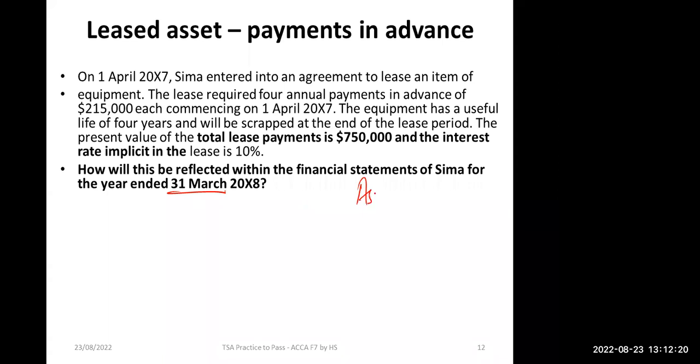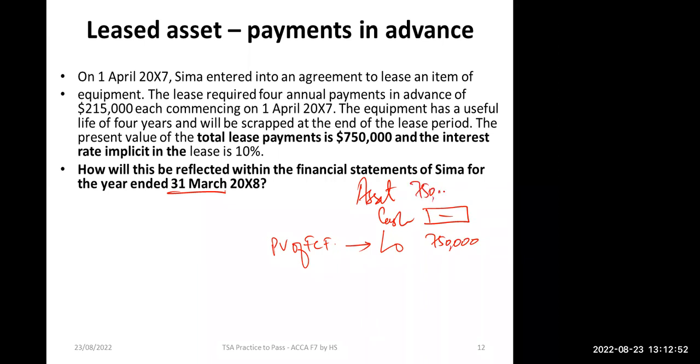Asset debit, cash credit, and lease obligation. Very good. These obligations should be credited with the present value of the future cash flows. The present value of the future cash flows is 7,50,000. And as we are not making any advance payments or down payments, the asset will be recorded at this amount.